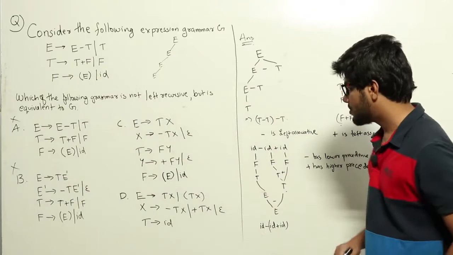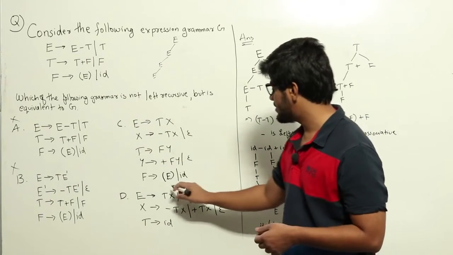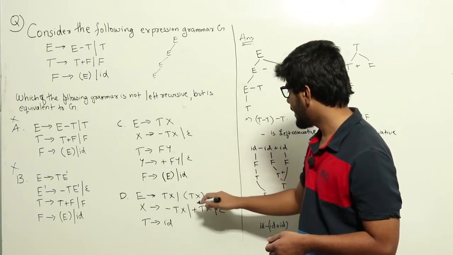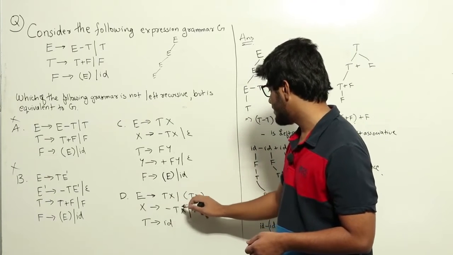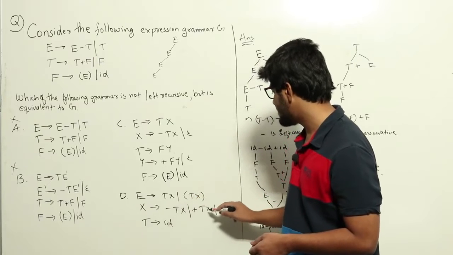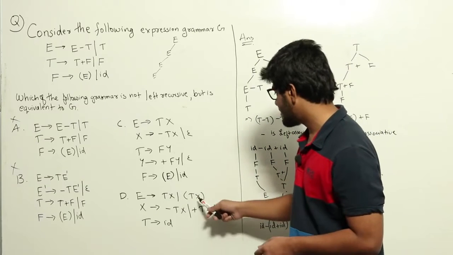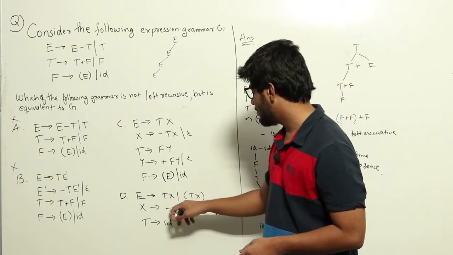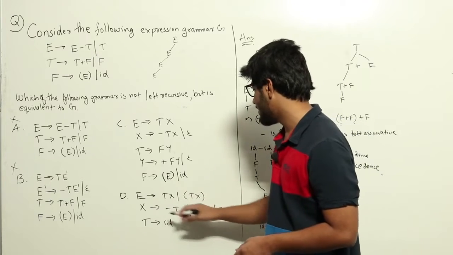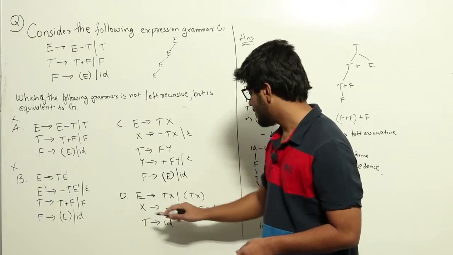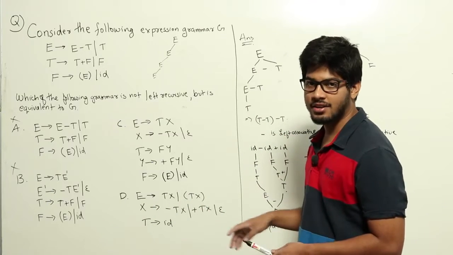Now if you look at option D, it says E gives T X, or in parenthesis T X. Now this X I can resolve to minus T X, or plus T X, or epsilon. See, for the X term I can simultaneously do minus T or plus T, which means both minus or plus can appear from X, meaning minus and plus have the same precedence in this grammar.